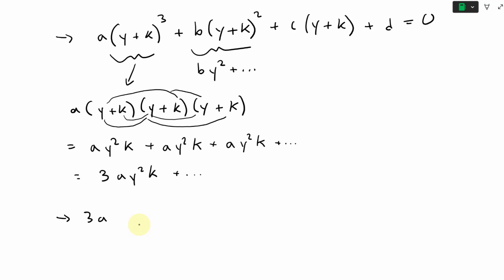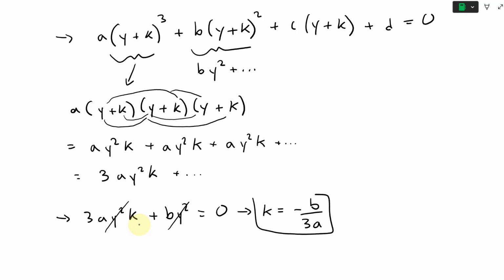So 3ay squared k plus by squared equals 0, like that. Then the y squareds, I'll just divide them all out. They all cancel out. And now what we'll do is move the b to the other side, to the negative, and then solve for k. It's divided by 3a. So we'll have k is equal to negative b over 3a, like that. Alright, so that's what we have. And then we could plug this inside and continue further.